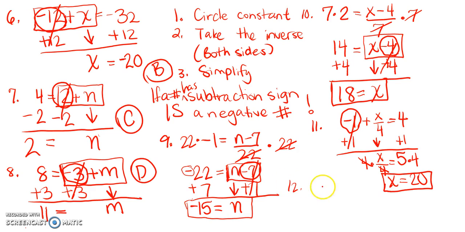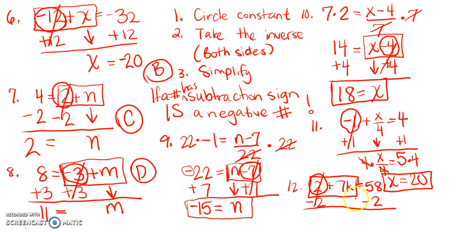All right, number 12. I have 2 plus 7k equals 58. I'm dealing with this side of the equation. So I'm going to circle my constant, which is 2. Again, if it does not have a sign, it is positive. So I can do the inverse. So I can subtract 2 on both sides.